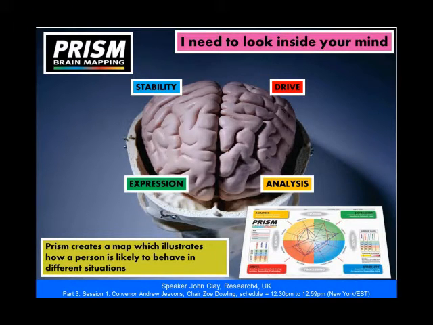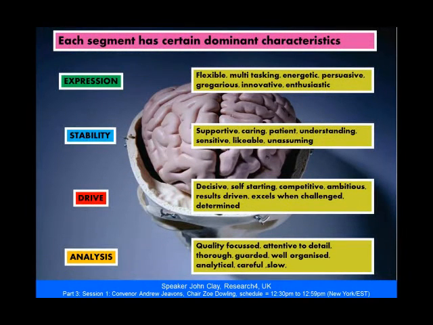Now, the colours represent 4 quadrants of the brain. They're summarised as drive, analysis, expression, and stability. At the highest level, the left hemisphere, so the drive and analysis, reflects how we behave when we engage in a task or when we're under pressure. The right hemisphere, in contrast, the green and blue, reflects our behaviour in social settings and also in establishing rapport with other people.